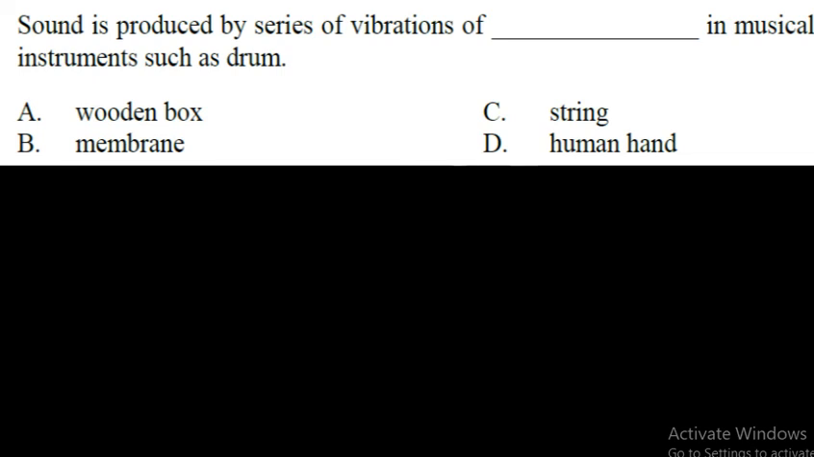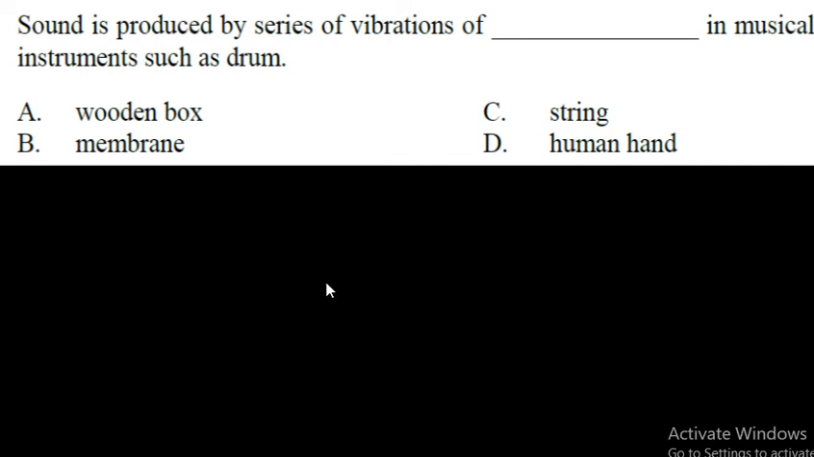The next question says: sound is produced by a series of vibrations of dash in a musical instrument such as a drum. See the choices: wooden box, string, membrane, and human hand. When you read the statement, it says musical instrument. So which one possibly will be a musical instrument? Human hand and wooden box don't work this time. So the answer must be either string or membrane.